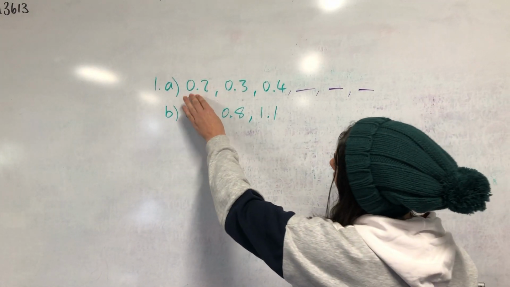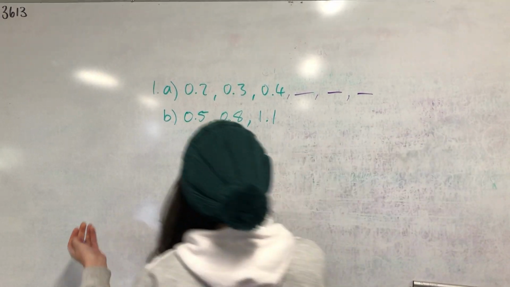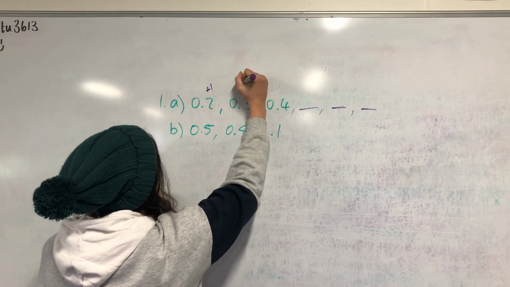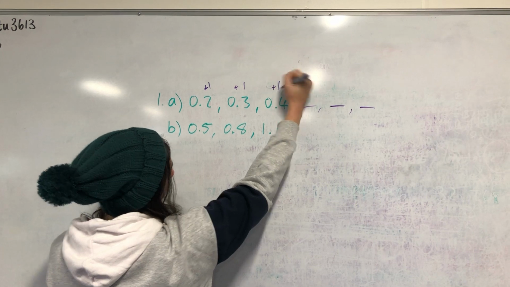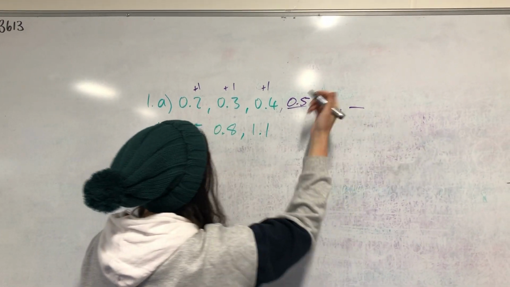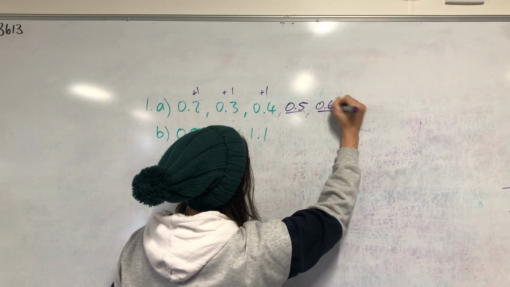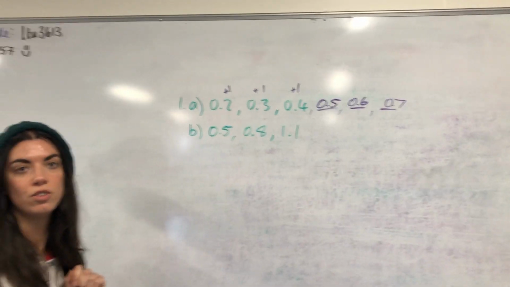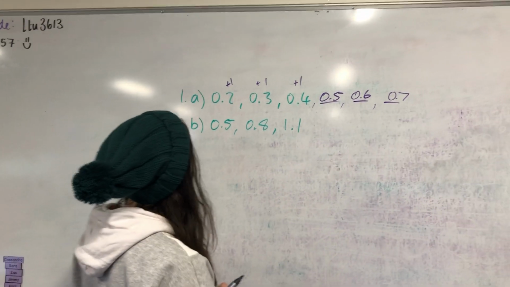This is a very straightforward one. Okay, we can see that it's going up. These numbers are going up by 1. So we're adding a tenth each time. Okay, so we've got 5 tenths, 6 tenths, 7 tenths. That's pretty straightforward. The next one.